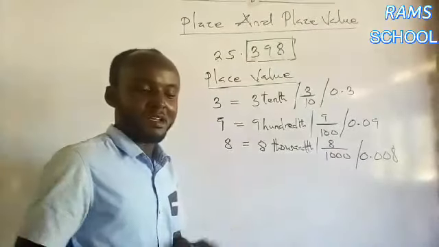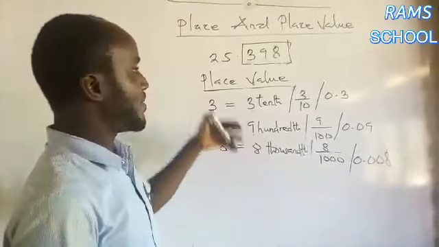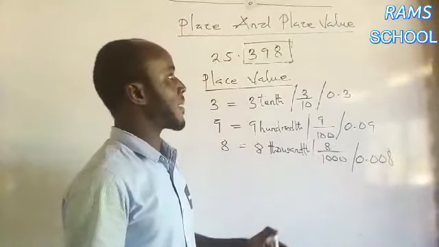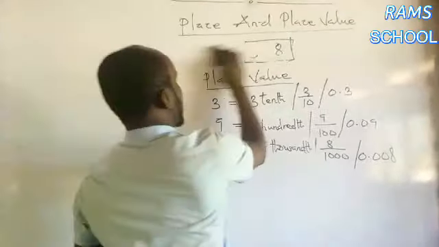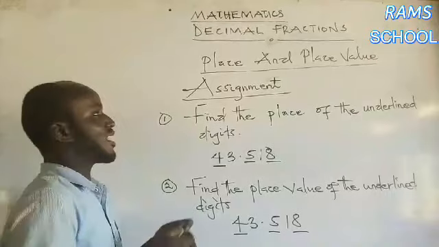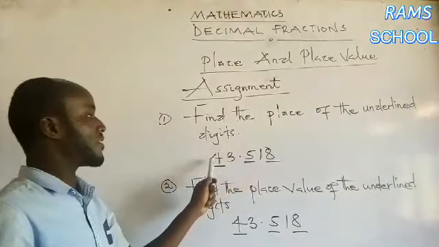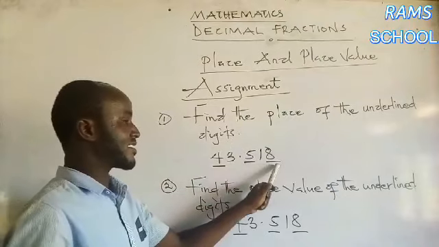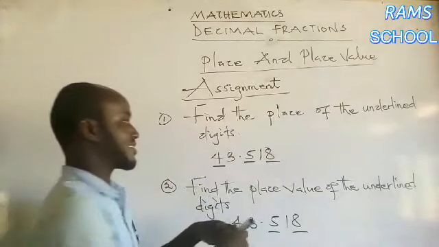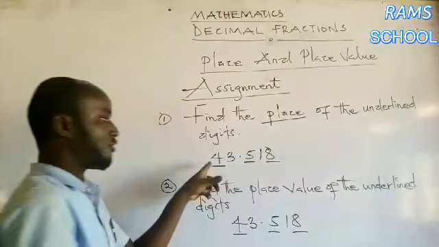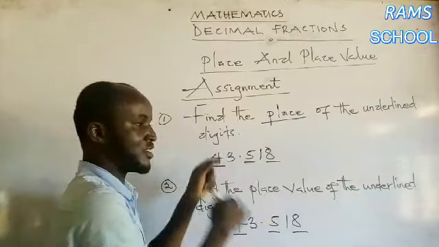So I'll give you an assignment in order for you to write down the place value and the place of some particular digits that I'll be giving to you. This is your assignment. Find the place of the underlined digits. So 43.518. I've underlined 4, 5, and 8. I just want the place of 4. So you write 4, then write the place. 5, then write the place. 8, then write the place.